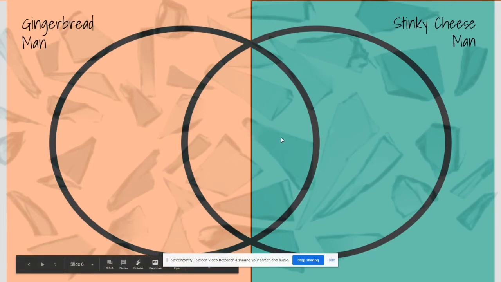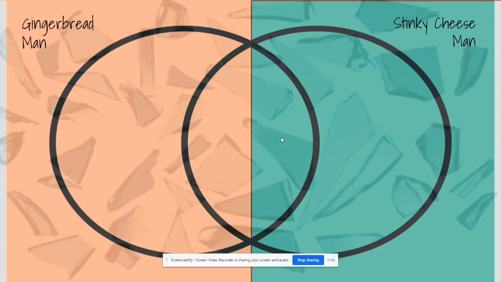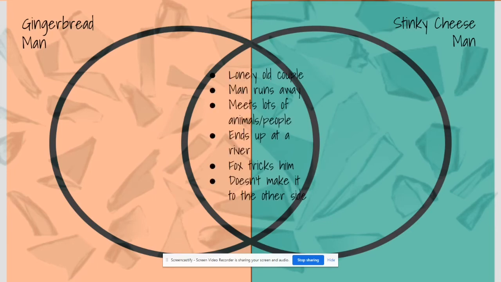What I found: in both of the stories, there was a lonely old couple, and both men ran away from the old people, and along the way, they met a lot of animals and other people. They kept running. They ended up at a river where a fox tricked them into riding across the river, and neither Gingerbread Man nor the Stinky Cheese Man makes it to the other side of the river.